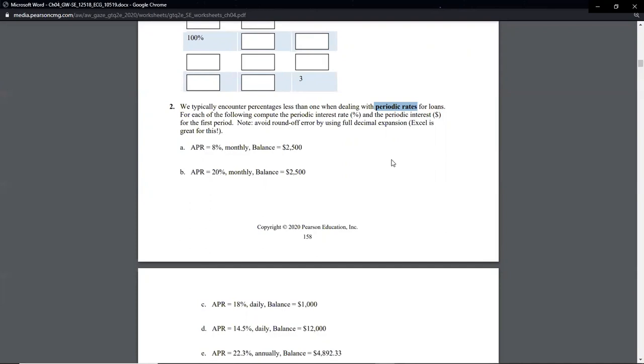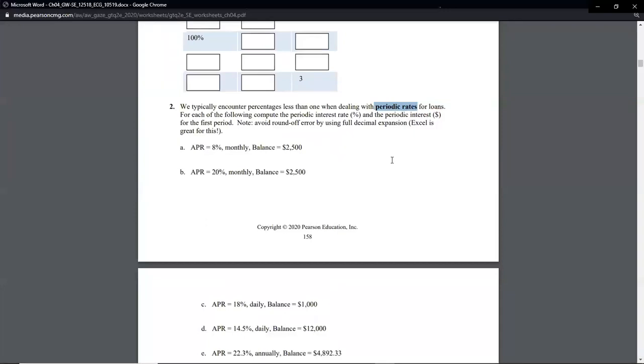So again, these periodic rates, this is something we're going to see over and over moving forward. And these are typically smaller numbers because our annual rates are usually like 4, 5, 10, 20. And when you divide those by 12 or 365 or whatever, they become significantly small. So for each of the following, compute the periodic interest rate and the periodic interest for the first period. Avoid round-off error by using the full decimal expansion. Excel is great for this.